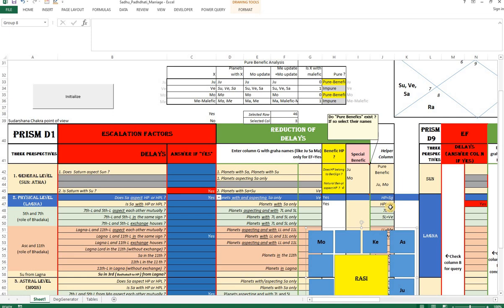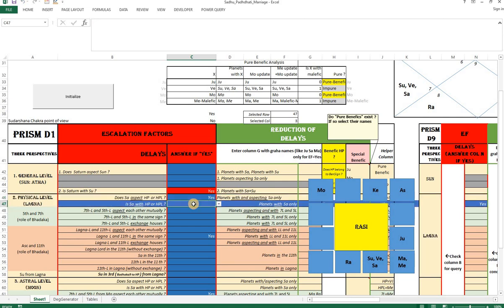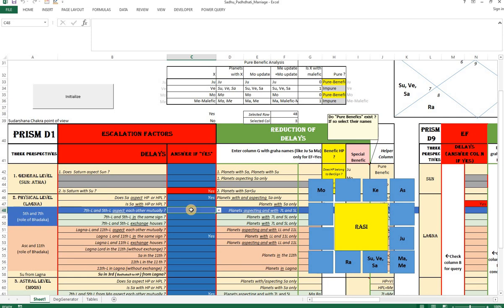And the Lord of Sagittarius is Jupiter. Now does Saturn aspect Sagittarius or Saturn aspect Jupiter in this chart? Saturn does aspect Sagittarius. So you have to choose a yes here. Does it aspect Jupiter also? If both are there, it is still a yes. Okay. Now is Saturn with HP or HPL? That is, is it with Sagittarius or with Jupiter? It is neither. So we don't have to answer anything there. If it is a no, you don't have to answer at all.